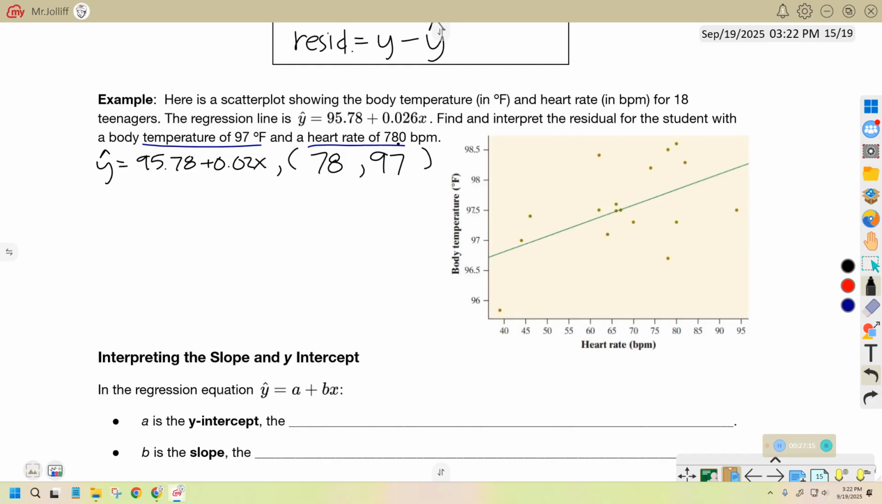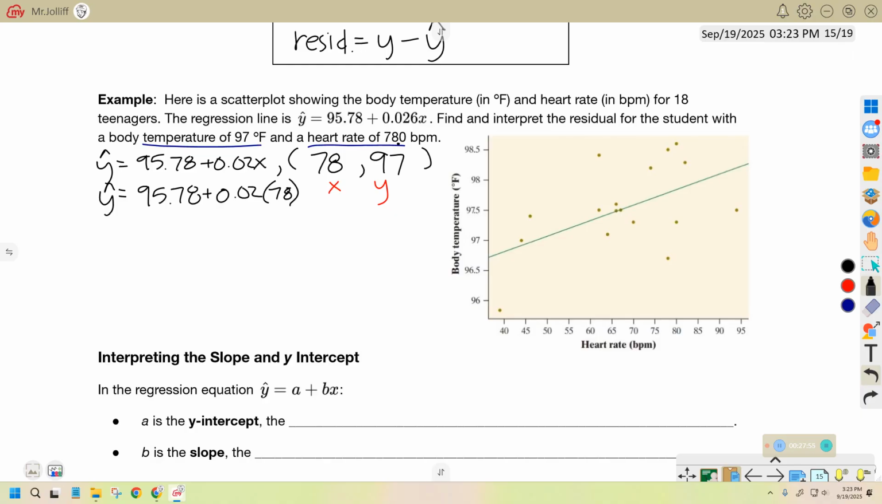And the directions say find and interpret the residual for that student. Right now I have x and y. What do I need that I am currently missing in order to calculate my residual? Y hat, very good. We got to use our predictive skills. First thing I'm going to do is figure out y hat for this student. And you guys told me, use the equation, plug in the value you were given for x. X is 78.